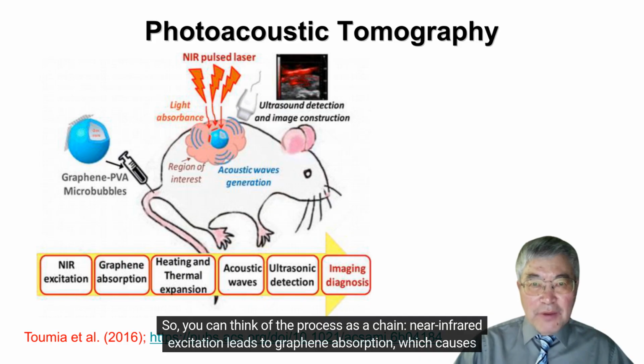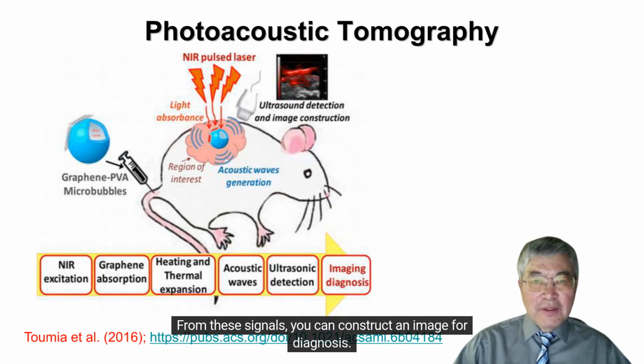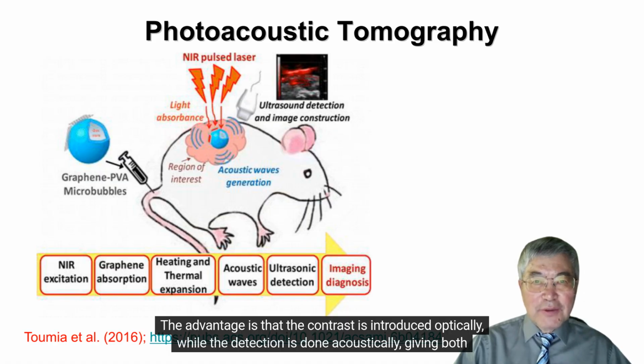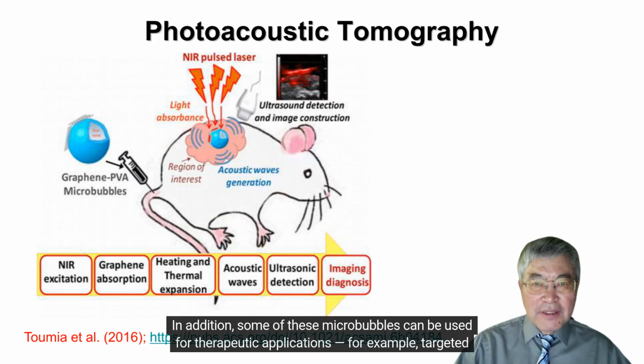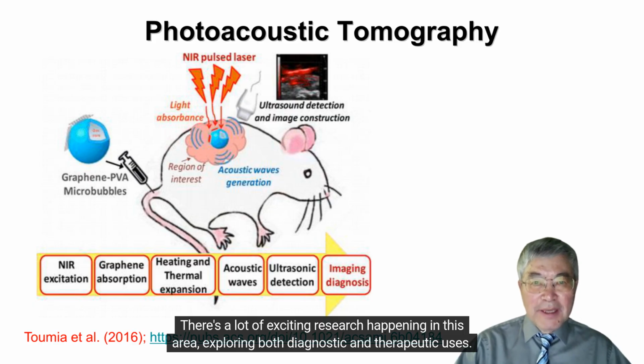So you can think of the process as a chain. Near-infrared excitation leads to graphene absorption, which causes heating and thermal expansion, generating acoustic waves that are picked up by an ultrasonic detector. From these signals, you can construct an image for diagnosis. The advantage is that the contrast is introduced optically, while the detection is done acoustically, giving both sensitivity and depth penetration. In addition, some of these microbubbles can be used for therapeutic applications, for example, targeted drug delivery. There's a lot of exciting research happening in this area, exploring both diagnostic and therapeutic uses.